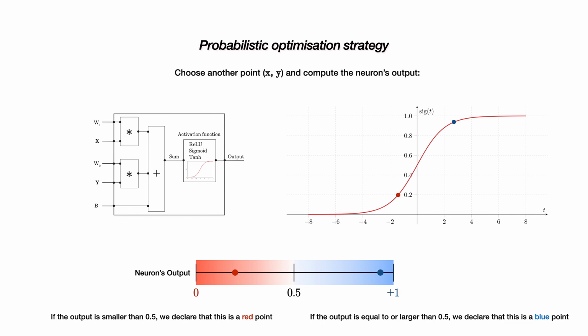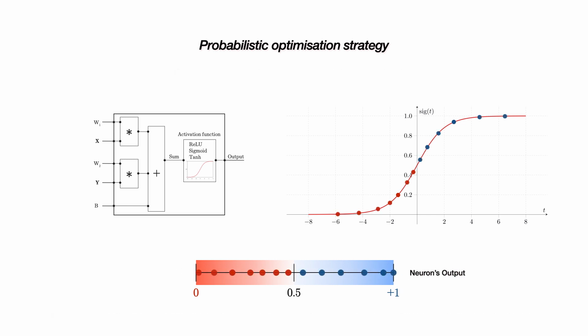For each output of our artificial neuron, our point will either be a red point belonging to a range between 0 and 0.5, or a blue point corresponding to the range from 0.5 to +1. So the value 0.5 will be the boundary between points belonging to different classes.